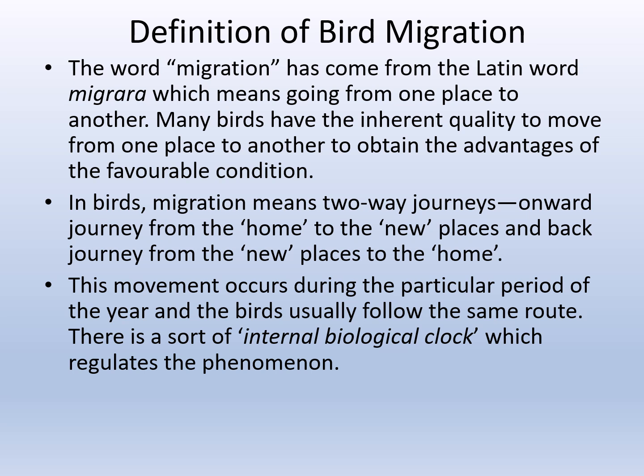Let's look at the definition of bird migration. The word migration has come from the Latin word migrare, which means going from one place to another. Many birds have the inherent quality to move from one place to another to obtain the advantages of the favorable conditions. In birds, migration means a two-way journey, onward journey from the home to the new place and back journey from the new place to the home. This movement occurs during the particular period of the year and the birds usually follow the same route. There is a sort of internal biological clock which regulates the phenomenon.